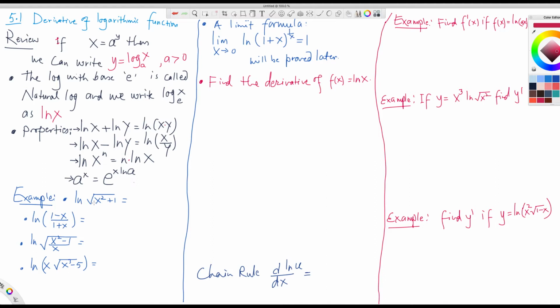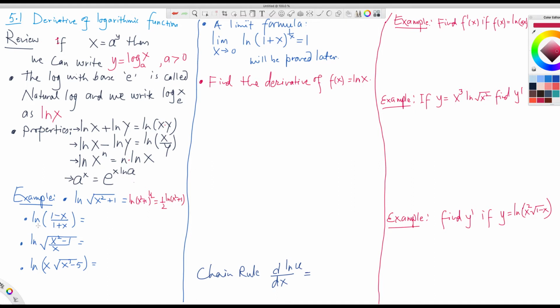Now let us use these properties to do some of the examples. If there is ln root x squared plus 1, how can you simplify this? I can write this as ln and then x squared plus 1 to the 1/2. I can write it that way, and then you can simplify this as 1/2. The exponent goes to the front, and then ln x squared plus 1. You can write that way.